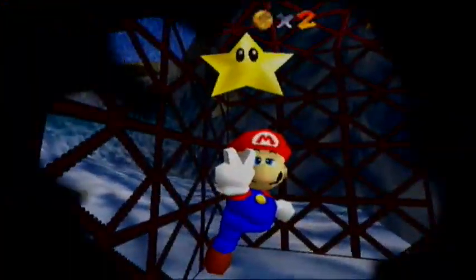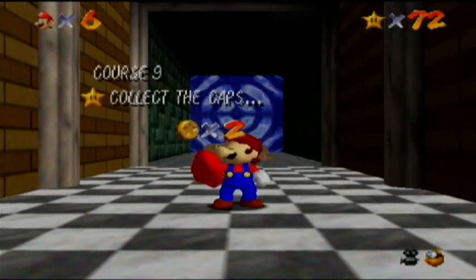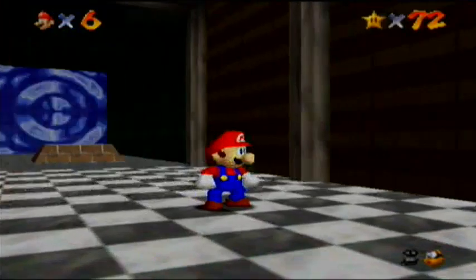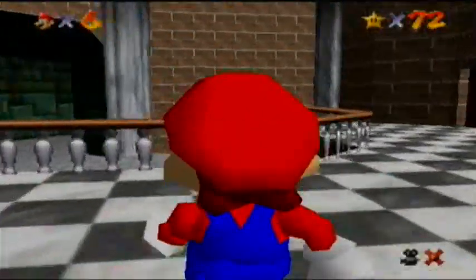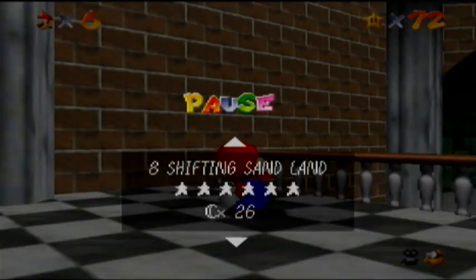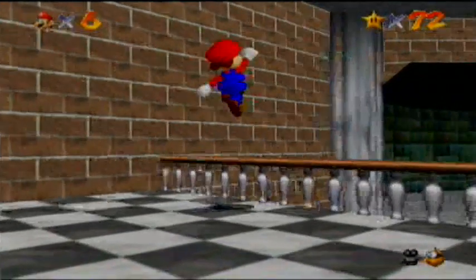So there you go. There's your 6 star, using the metal cap and the Inviso cap. So, thank God we're done with World 9. Oh, that's lovely to be done with that. I tell you, we still have 100 coins in World 8, though, don't we? Yeah, we do. Everything else is good, though.